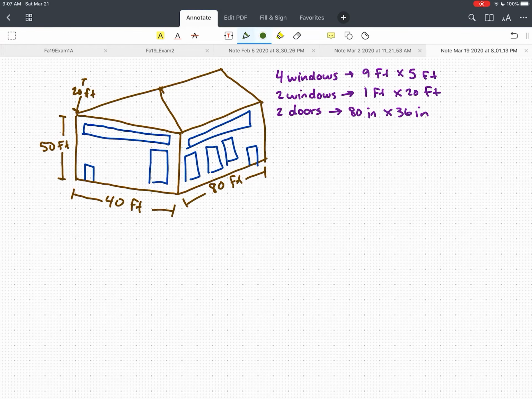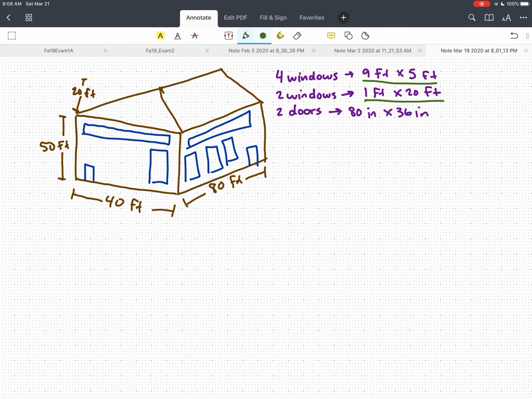Hi, I got a homework question on this one, and I thought I'd maybe go through it for all of you. You're planning to paint a house. How many square feet will you need to paint? And then it gives some information: there are 4 windows, each 9 feet by 5 feet. I wrote that here. 2 windows, each 1 feet by 20 feet. I wrote that here. And 2 doors, each 80 inches by 36 inches that do not require paint.